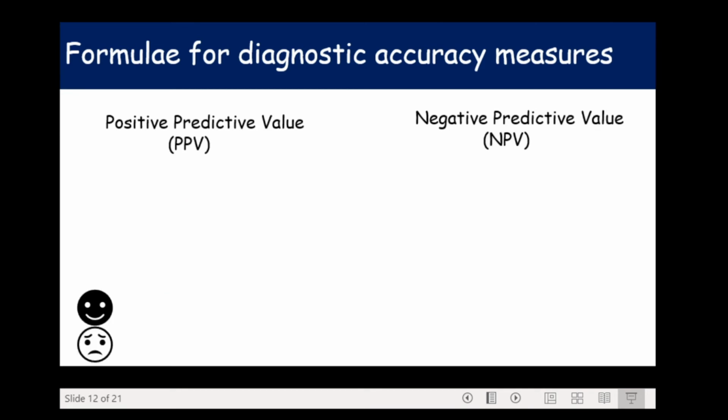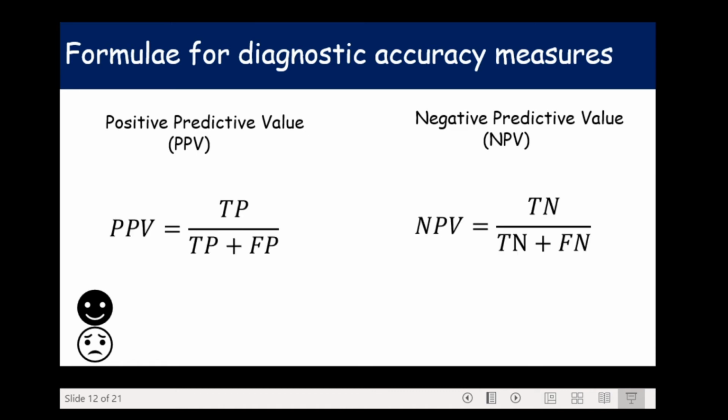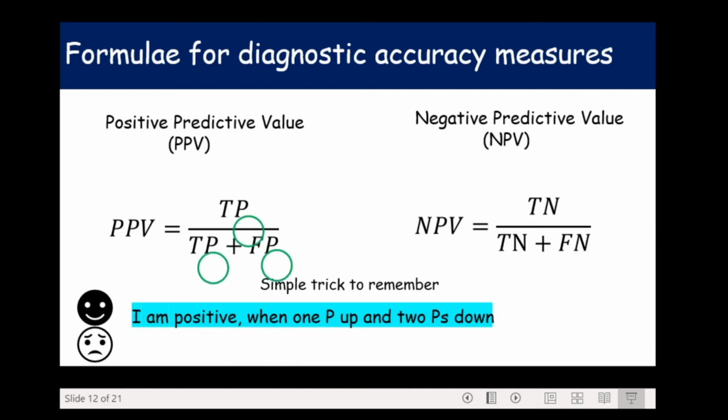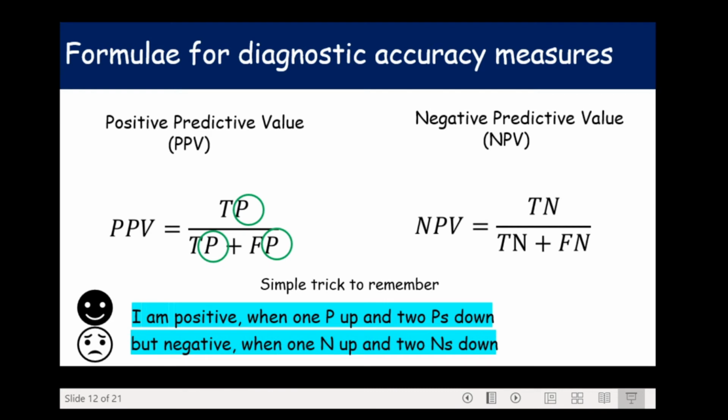Similarly, there are formulae for calculating the positive predictive value and the negative predictive value. But there's a simple trick you can use so that there is less likelihood of a mistake. That rule for PPV and NPV is: I am positive when 1 P up and 2 P's down, but negative when 1 N up and 2 N's down. I hope things may become simpler to remember.